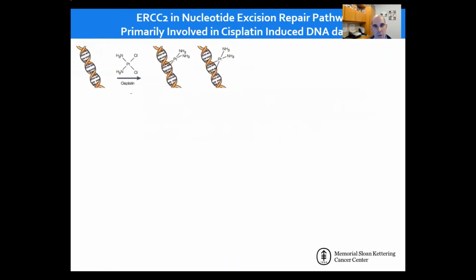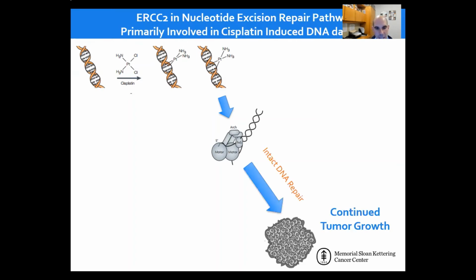So ERCC2 is a nucleotide excision repair pathway gene. It's actually involved, not surprisingly, in repair of cisplatin-induced DNA damage. And so it is essentially a helicase that unwinds DNA to allow the DNA repair mechanisms to come in. And so if ERCC2 is present within the tumor itself, the tumor is able to repair any of the damage from cisplatin and continue to grow as a tumor.